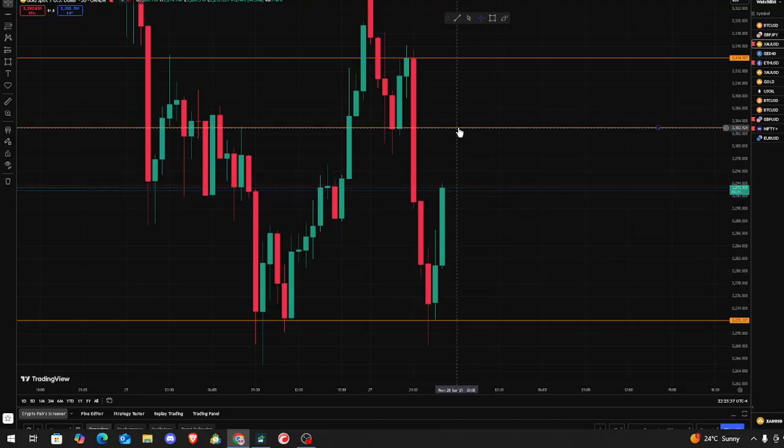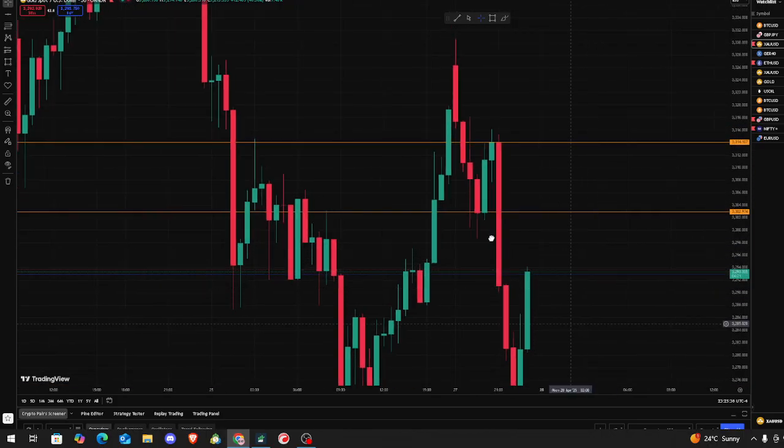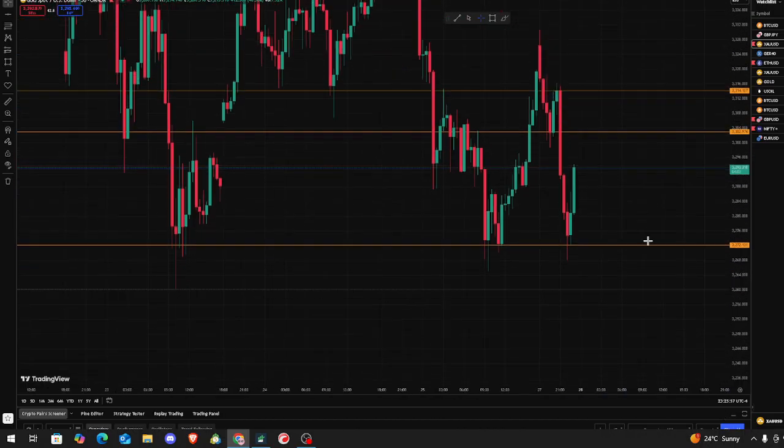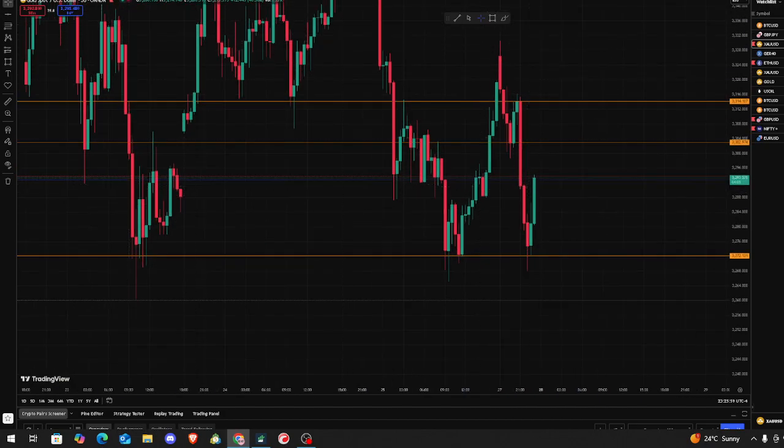So for buys, I would want to see price create some sort of a change of structure like this to the upside for buys. But besides that, I would want to see some sort of a resistance, some sort of a bearish candle, next candle pulling back, and I think we could fill this low over here. That is our analysis for gold.